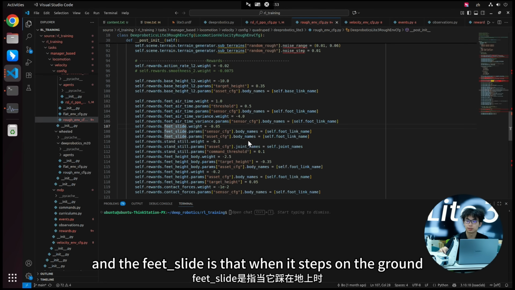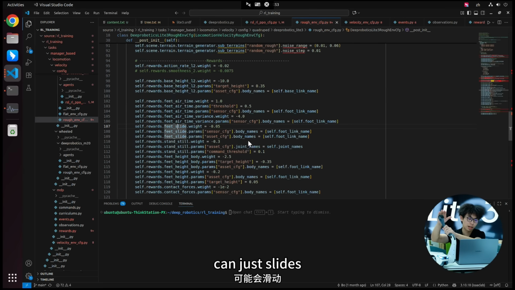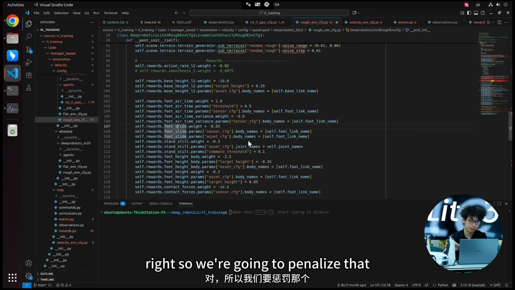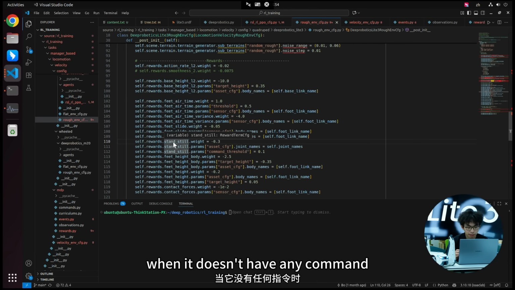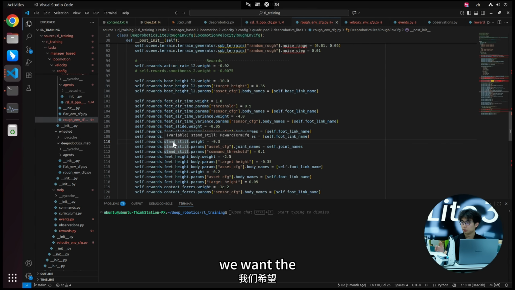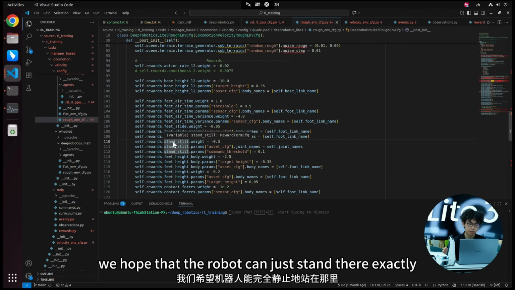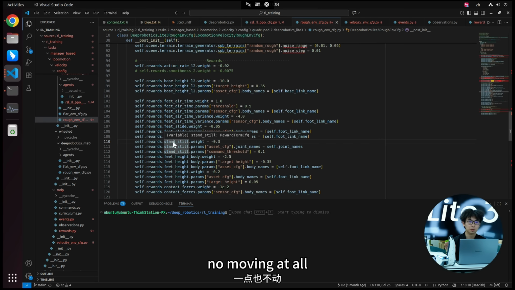And the feet slide is when it steps on the ground, it kind of just slides, right? So we're going to penalize that using the feet slide. And the standstill is that when it doesn't have any command, we hope that the robot can just stand there exactly, no moving at all.